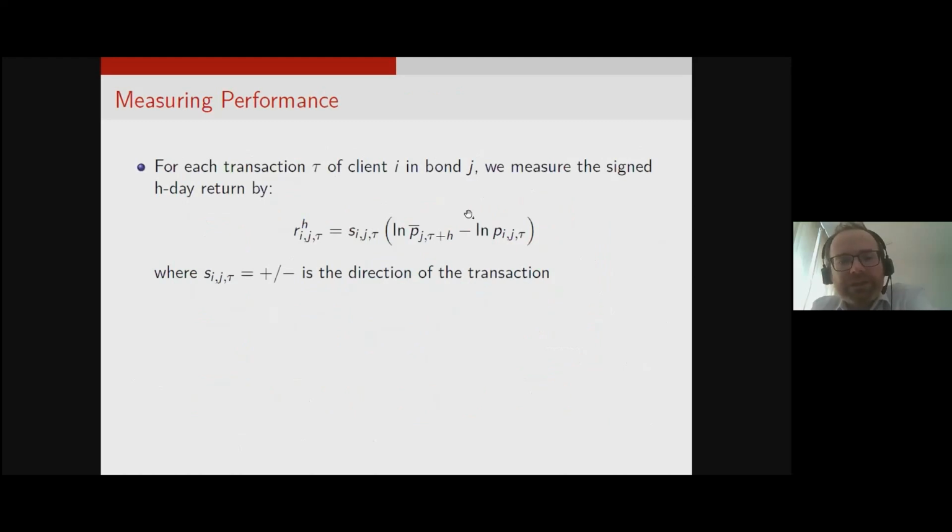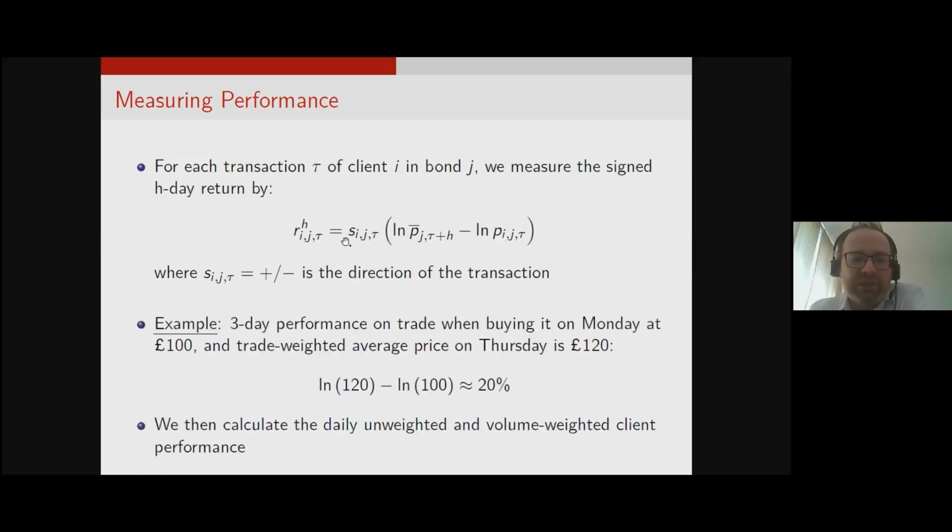Now, before I give you the main empirical result and summarize the empirical design, let me just mention how we measure performance of a given client. So the way we do it, for each transaction, we calculate a percentage return of a given transaction signed by the direction of the trade. Let me give you an example. On a Monday, let's say a client bought the bond at £100, and then 3 days later, the prevailing market price, which is approximated by the average transaction price on that given Thursday, is £120. Then the 3-day performance on that trade is roughly 20%.